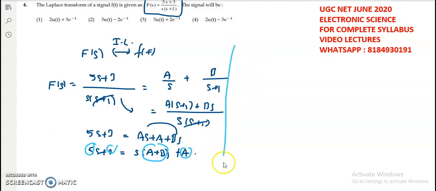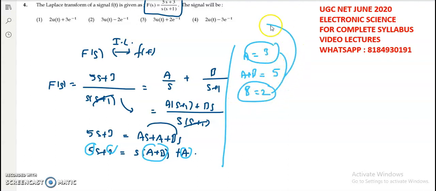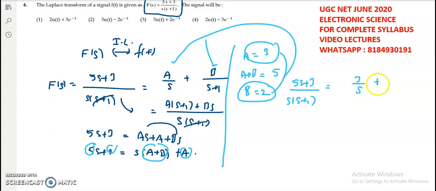If I compare the constants, then what I am going to get is that A is equal to 3, and comparing the s coefficients, A plus B is equal to 5. So if I substitute A is equal to 3 here, then I will get B is equal to 2. Now substitute A is equal to 3 and B is equal to 2, both these two in this function. So after substituting, 5s plus 3 divided by s into (s plus 1) can be written as 3 divided by s plus 2 divided by (s plus 1).